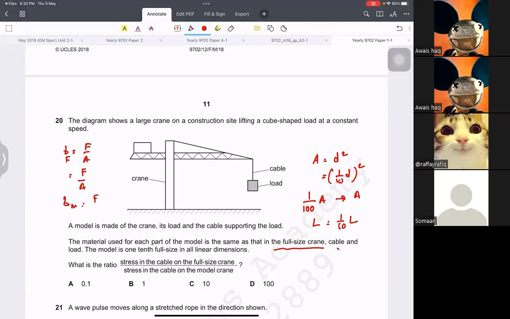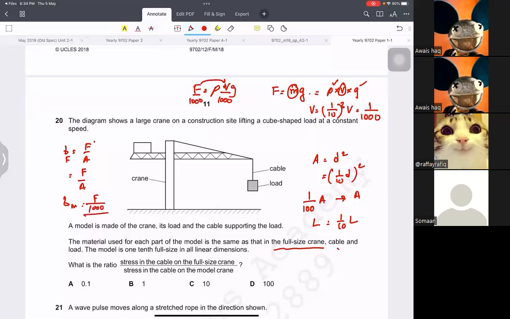We can say force comes from mg, and m comes from density times volume, right? So density is the same, g is the same, volume is different. Volume is a three-dimensional thing, length, breadth, width. So if each dimension was reduced by 1/10, then the new volume will be 1/10 cubed of the old volume, because of the three dimensions. So there has to be 1000. Now force and volume are directly proportional, which means if volume was reduced by 1000, then the force should also be reduced by 1000. Well, that makes sense, because then the model will have 1000 times smaller force and area would be 100 times smaller.